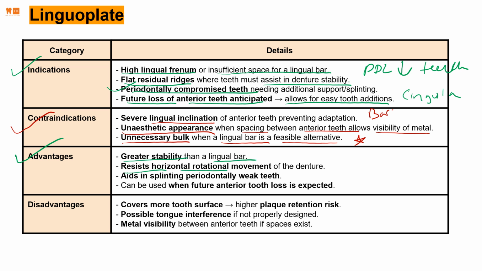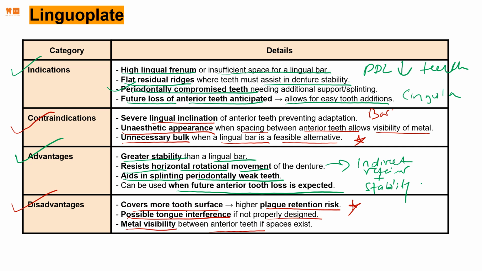Advantage is that there's, of course, greater stability than a lingual bar. It resists horizontal rotational movements because it has an indirect retainer, plus it is a stabilizer. So it provides stability. It aids in splinting periodontally weak teeth and can be used when future anterior teeth are lost. Now, disadvantages. Covers more tooth surface, which means higher plaque retention risk. Possible tooth interference if it's sharp, right? If it's not properly designed. Metal visibility between anterior teeth if there are spaces.